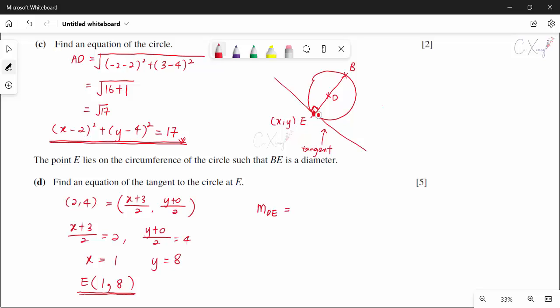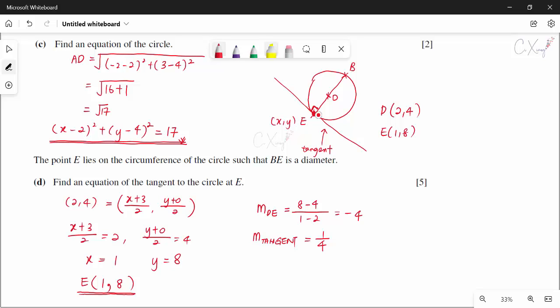Okay, so again, just to recall, what is D? D is (2, 4). So what's E? E is (1, 8). So I want to find the gradient of DE. It will be (8 - 4) divided by (1 - 2). So from here, you will get negative 4. And you should know that the gradient of the tangent multiplied with this one will give negative 1 because they are perpendicular to each other. Therefore, the gradient of the tangent should be equal to 1/4.